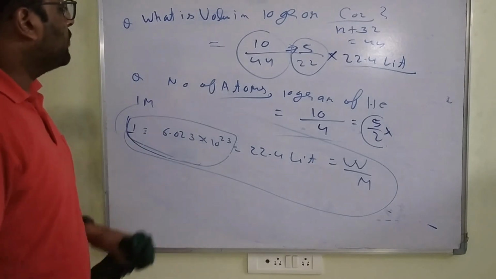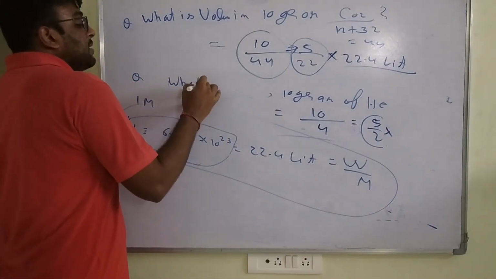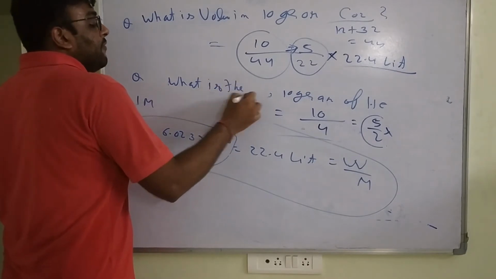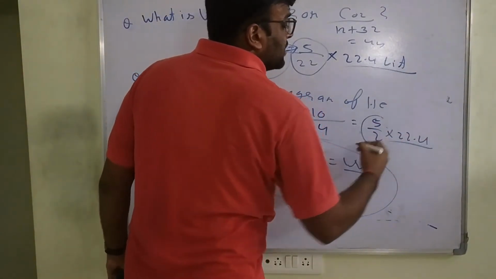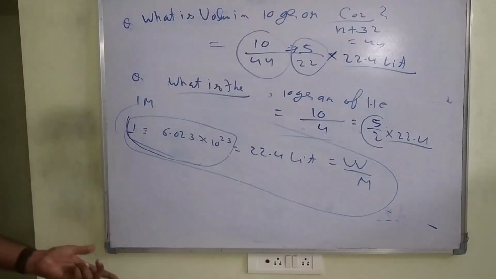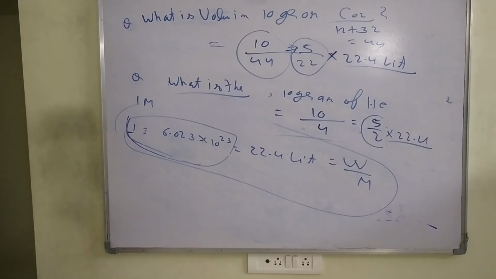And with respect to this, what is the volume? Same as it is. We are multiplying this by 22.4, as we know 1 mole has a volume of 22.4. So n number of moles multiply by this. Are you getting my point? This is the only way. The main thing is that everything you have to convert into mole.